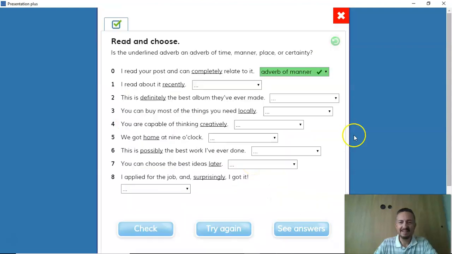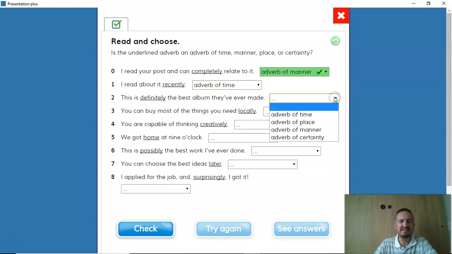We'll be right back. Okay, did you have time to think about it? So let's correct together. I read about it recently. So it refers to what? To an adverb of time, because it answers when did you read about it. So you read recently. This is definitely the best album they've ever made. Is this time? No. Place? No, it's not where, not when. Manner, how? No, so this is certainty.